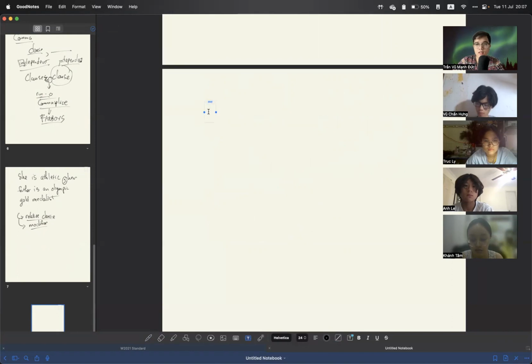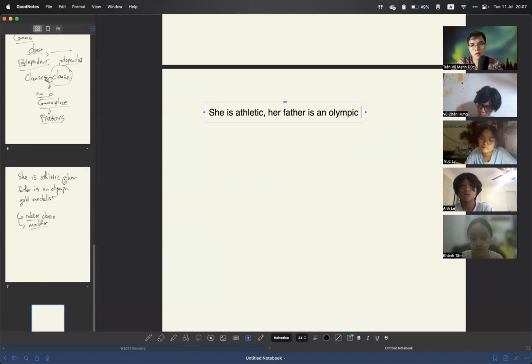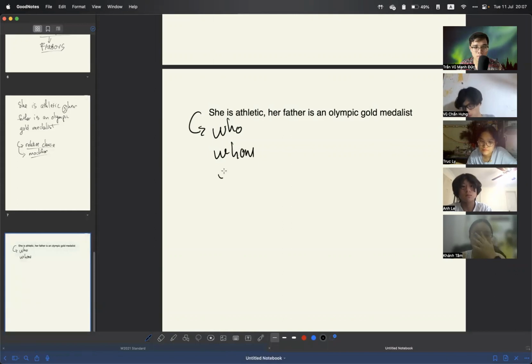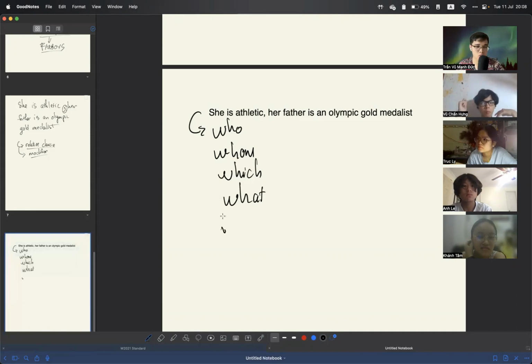Let me type it real quick. She is athletic. Her father is an Olympic gold medalist. Right? To turn this into a relative clause, I must use the following words: who, whom, which, where, when, that.